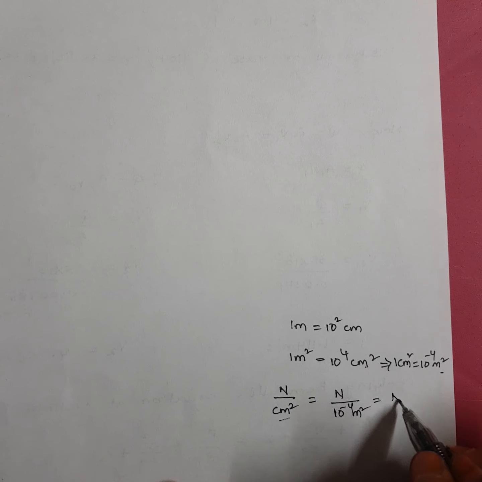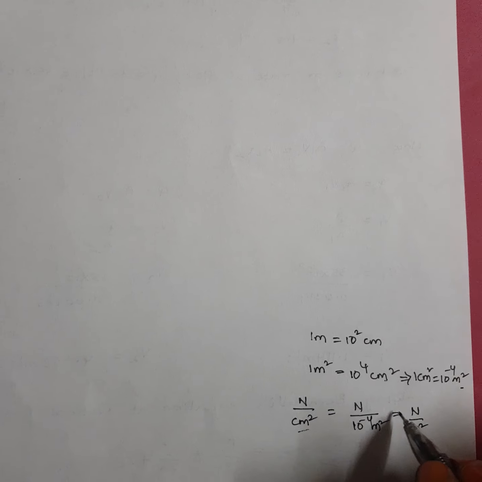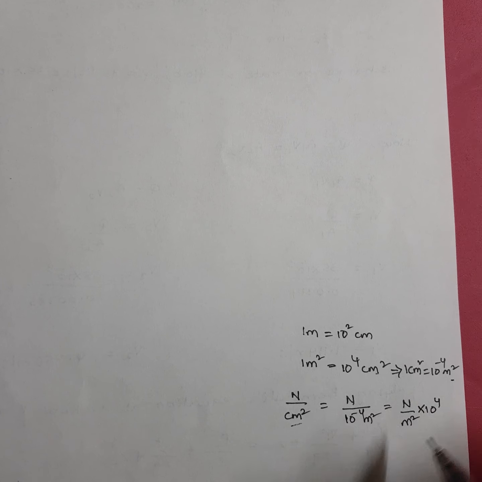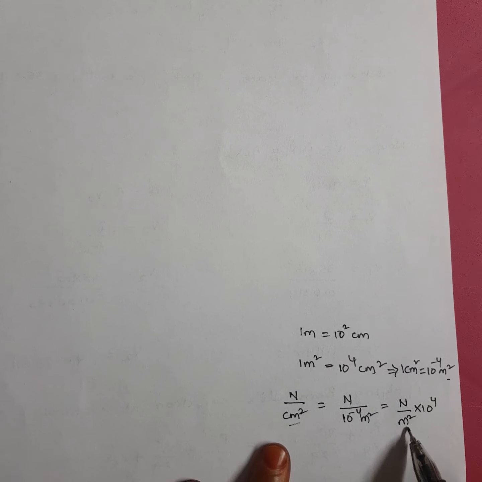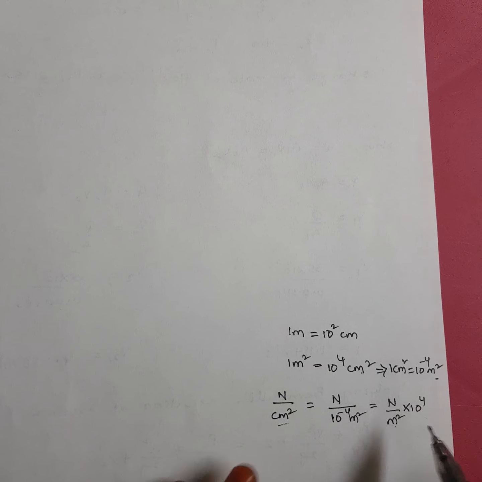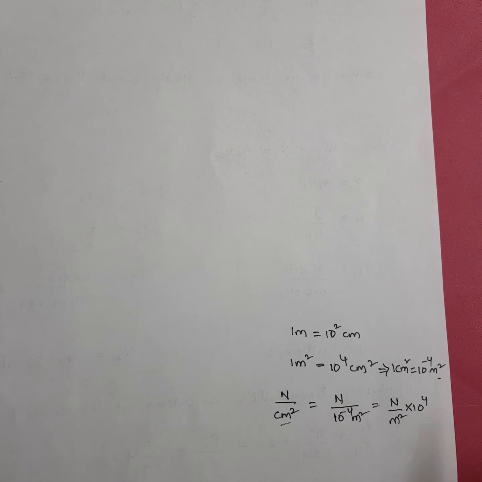So this can be written as Newton per meter square. 10 power minus 4 will go up, means into 10 power 4. That's the reason when we are converting from Newton per centimeter square to Newton per meter square, we are multiplying with 10 power 4. When you are doing the reverse, you just divide it. Okay, this is how you need to do.